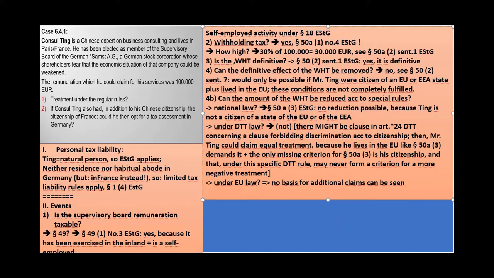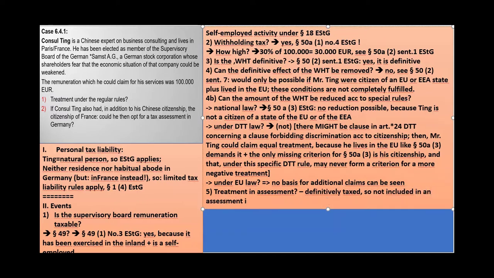Now, as we have no business expenses given here, there is at least no practical way how we could reach deduction treatment in assessment. Well, definitively taxed, so not included in an assessment in Germany.